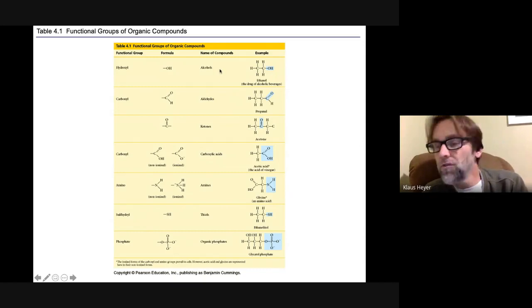So the first functional group we're going to look at is called a hydroxyl. And there it is. You see it in blue over to the right.